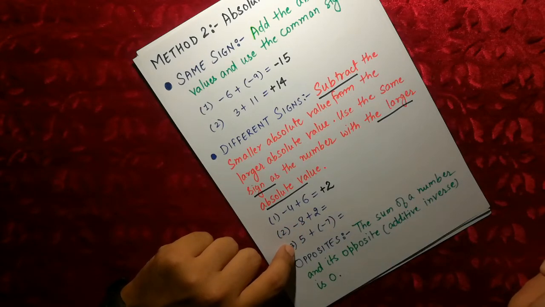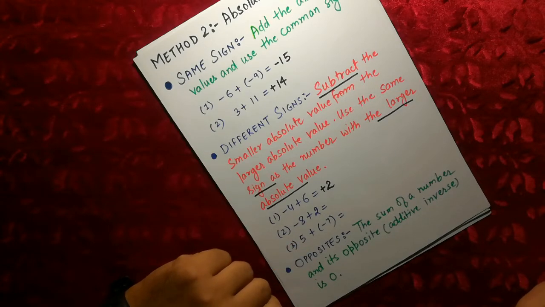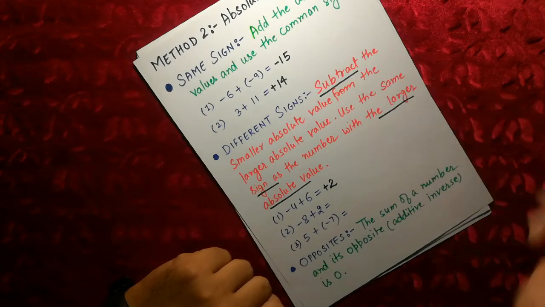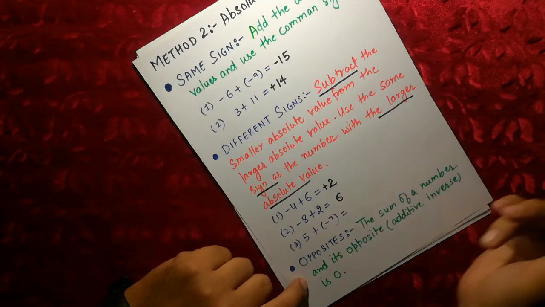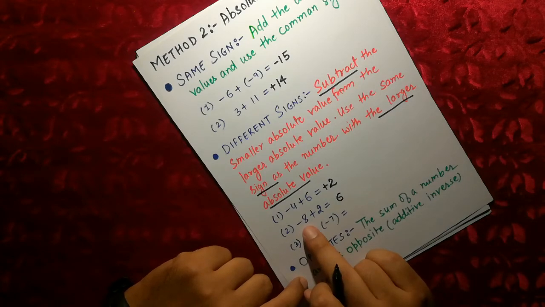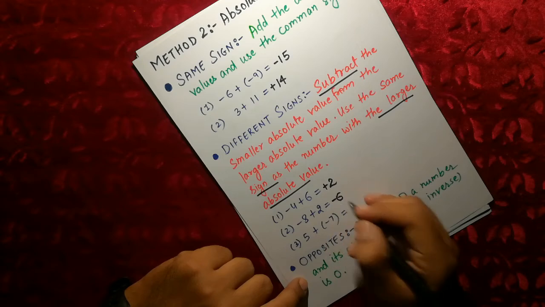Now take the second example, minus 8 and plus 2. So the absolute value of minus 8 is 8 and the absolute value of 2 is 2. Now what we have to do? We have to subtract the values. So 8 minus 2 is 6. Now we use the sign with the larger absolute value. So the larger absolute value here is 8. So the sign with the 8 is minus. So the answer will be minus 6.